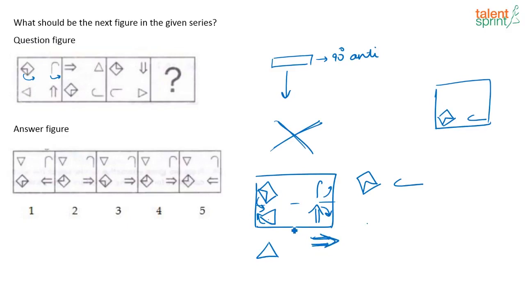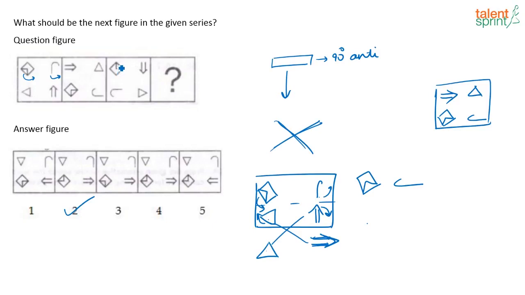Now once it has become like this, they move diagonally to the opposite direction. So this triangle will come here. It was on this side earlier, it will come here, and this arrow from here will go here. So that is how you get this answer. By going this way, the correct answer that would come here will be answer figure 2. That is option 2.